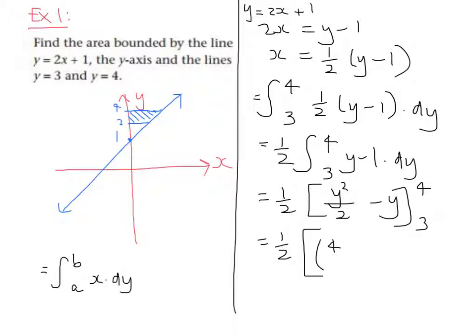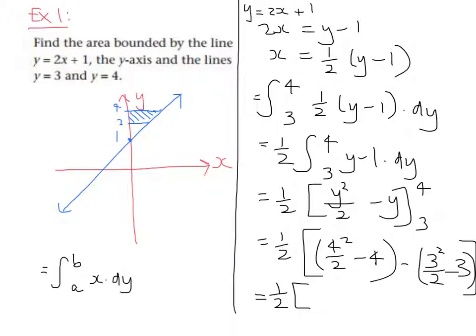So it's 4 squared on 2 minus 4, minus 3 squared on 2 minus 3. Big bracket there, so that's a half. And just do it in your head, guys. 4 squared is 16, 16 divided by 2 is 8, 8 minus 4 is 4.